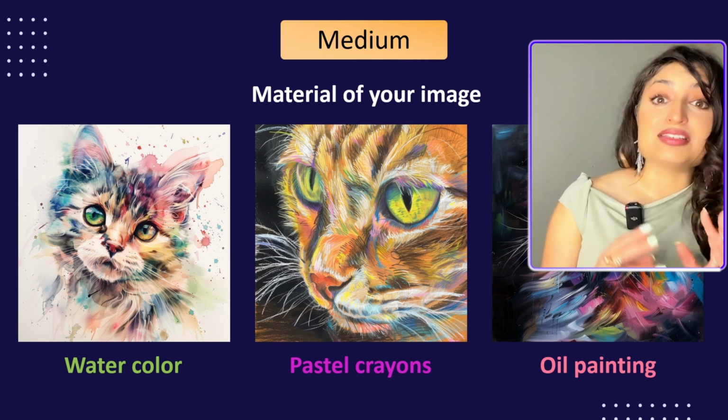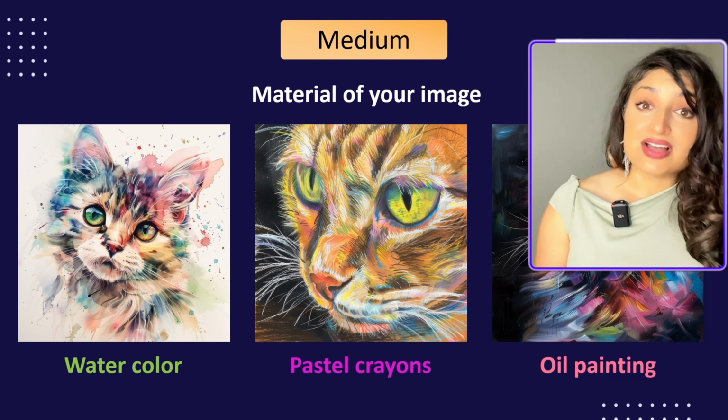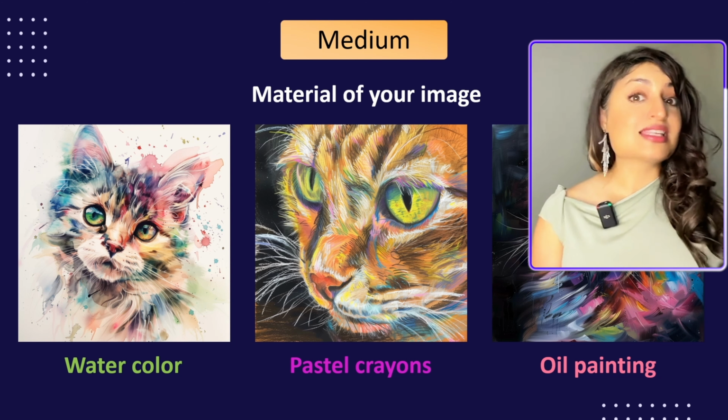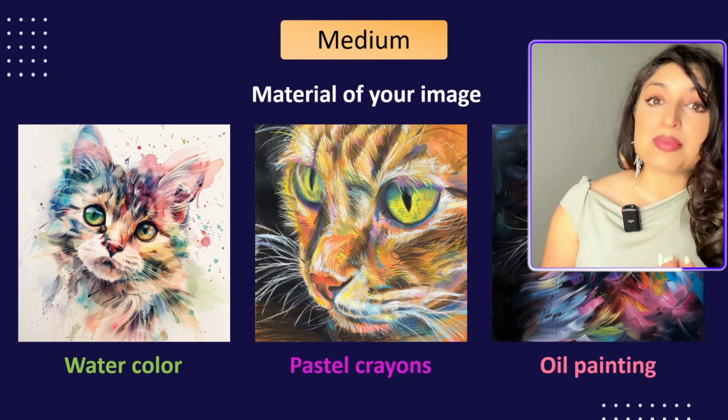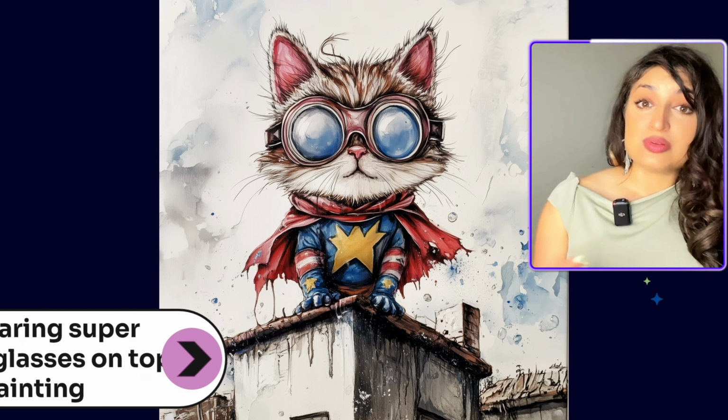Just take a look at the difference the medium makes to the image. Here we've got watercolor, pastel crayons, oil painting. Let's select watercolor for our prompt and see how it impacts the image. The image is significantly different when we use a different medium.